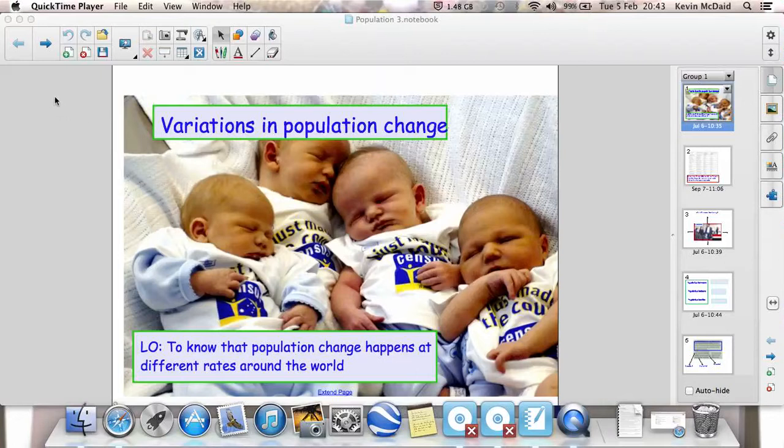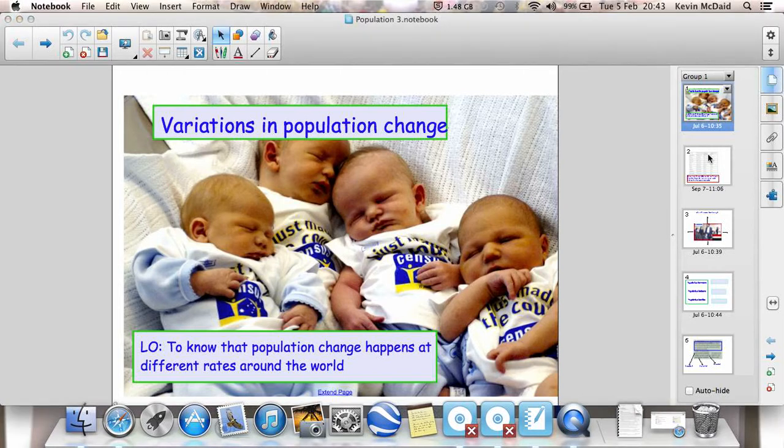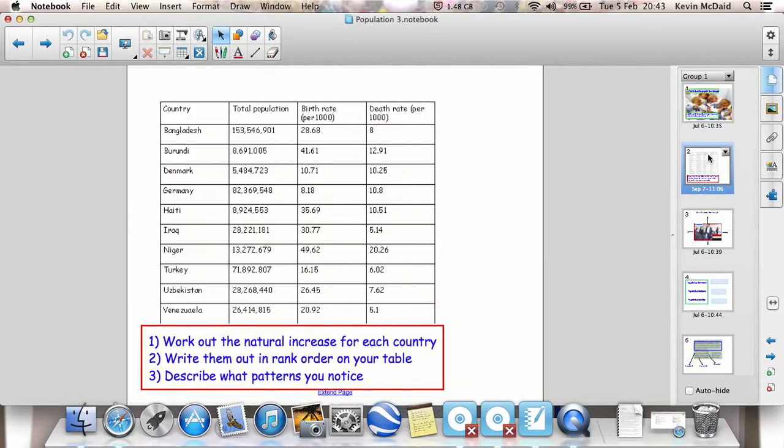So lesson 3 is thinking more about why there are variations in population change throughout the world. We went through this work in the last video, basically highlighting and looking for patterns in different countries and their rate of population change. And what you should have realised was that the LEDCs, Bangladesh and Niger in particular, have very high rates of natural increase, the birth rate minus the death rate.